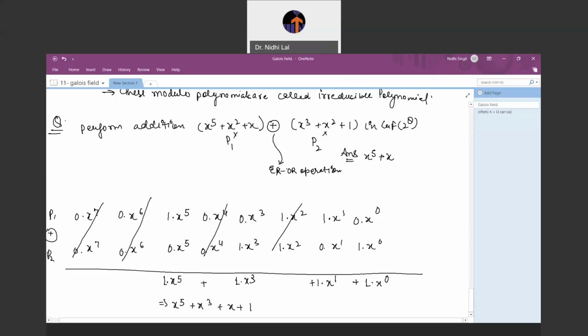Now is x3 present or not? Because all the terms in p1 are over now, you have to jump over p2 and identify the same values in p1 also. So is x3 present in p1 or not? No, so x3 can be the answer.